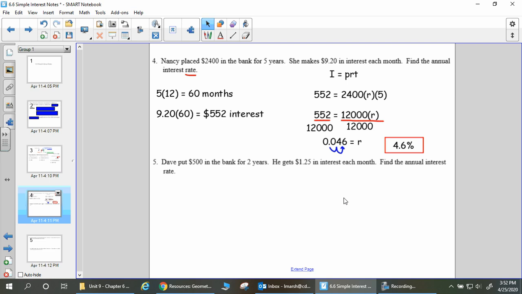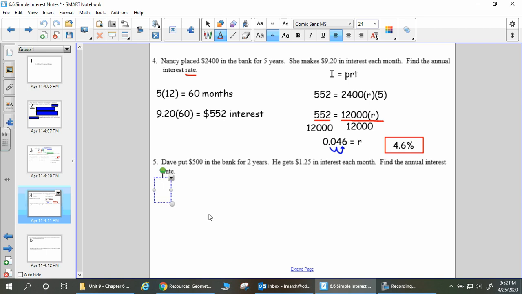I'm going to follow the exact same steps on number 5. If you want to do them first, pause the video. Dave put $500 in the bank for 2 years. He gets $1.25 in interest each month. Find the annual interest rate. So first thing I'm going to do, off to the side, I'm going to say, okay, 2 years, 12 months in a year, that's 24 months.